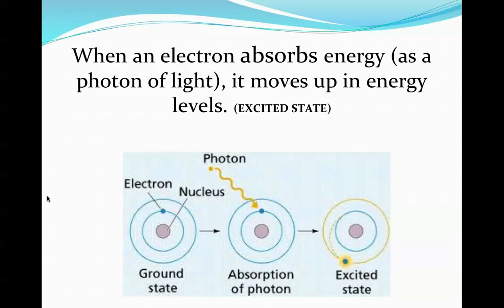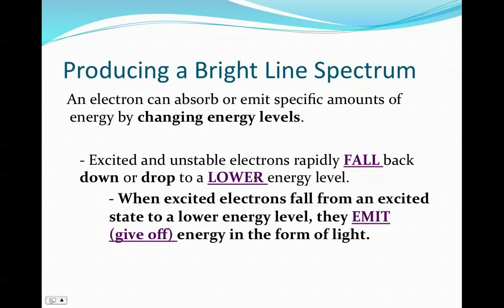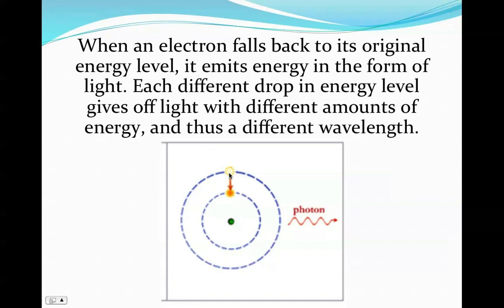So what happens, and this is just kind of a little diagram, we have an electron that's gained a photon of light, it's absorbed it and jumped up to a higher energy level. Now, like we said, this is unstable. So those unstable electrons are going to rapidly fall back down or drop to a lower energy level. When the excited electrons fall from the excited to the lower energy level, they're going to emit or give off energy in the form of light. So here, this electron, which was unstable, is going to give off a wavelength or photon of light and return to a lower energy level.